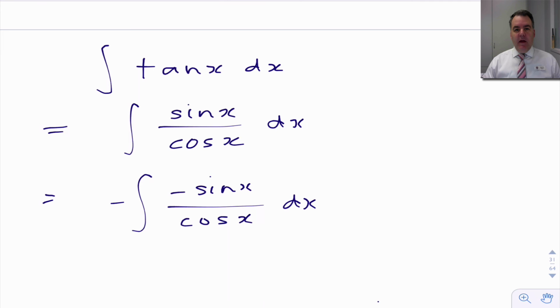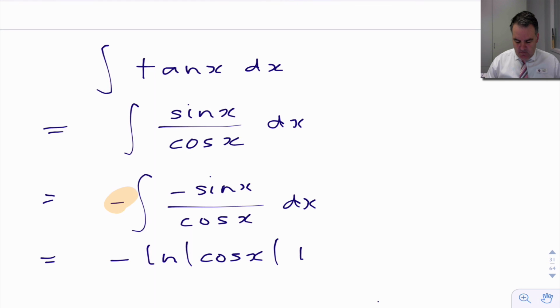So with that negative at the front there, that takes care so that now it's exactly the same. So now it's in the form derivative over original, negative ln cos x plus c. So there you go. The integral of tan of x involves a natural logarithm function. Who'd have thought that? That's it.